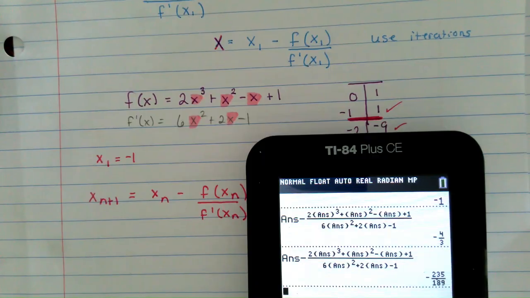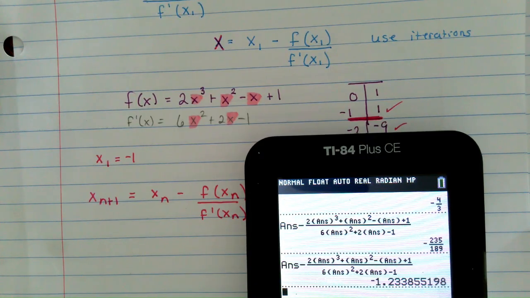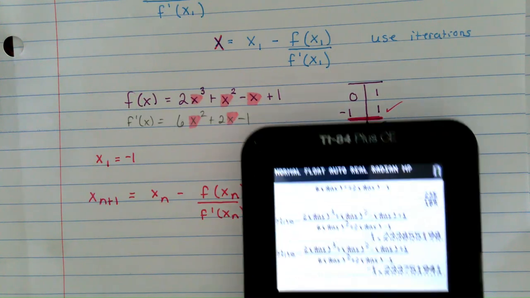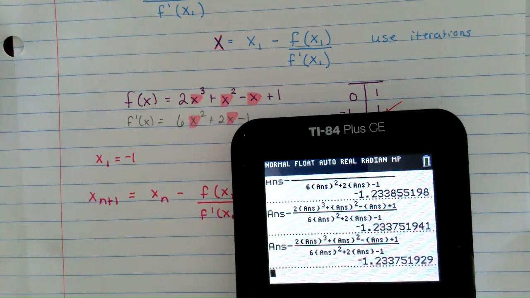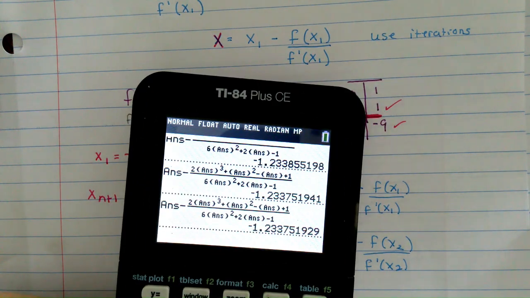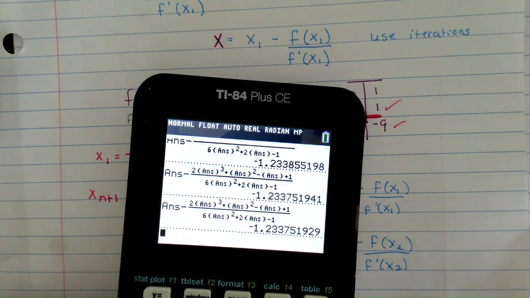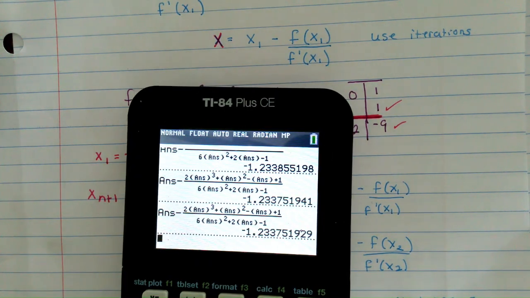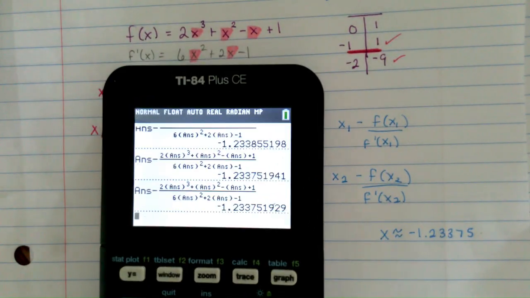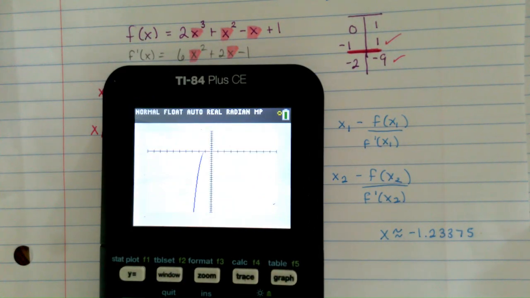x sub 3, I just hit enter. x sub 4, x sub 5, whoa, those are almost the same. Okay, do you see how they're getting closer and closer and closer? We're accurate to 4 decimal places right now. We're seeing already that our x-intercept is approximately at negative 1.23375. I wrote that down. Okay, so now let's look at our graph. Ooh, I don't like that window.